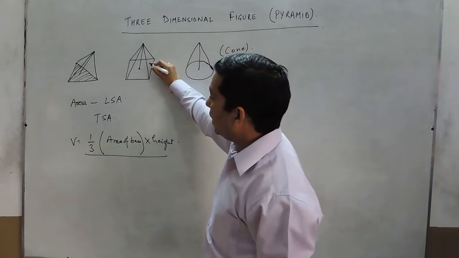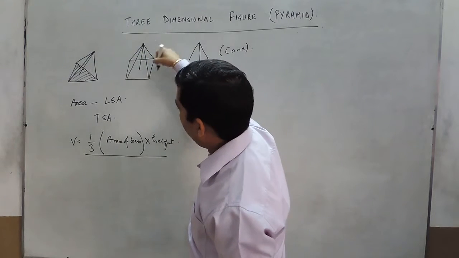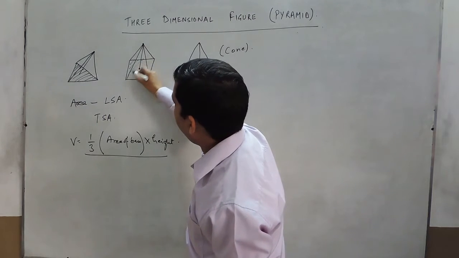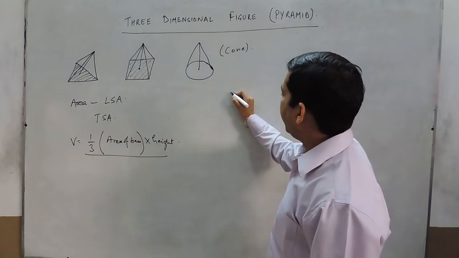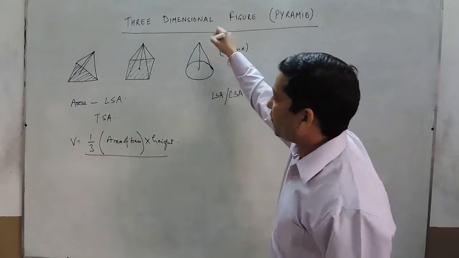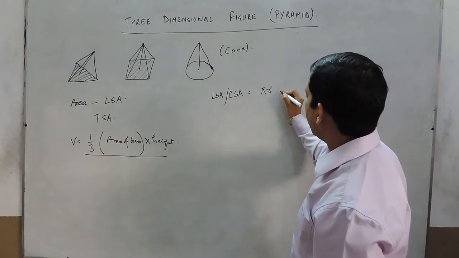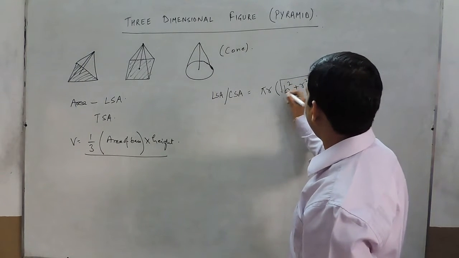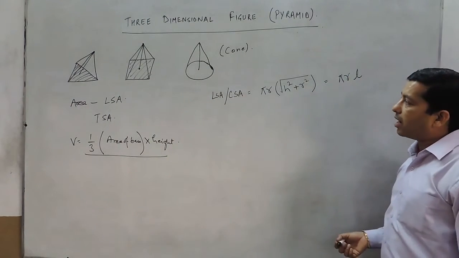Again, if we take this figure into consideration, then the lateral surface is basically the area of all the four triangles around it, and the total surface area is the lateral surface area plus the area at the base. If we talk about a cone, then again we take a curved surface area, or we can say the lateral surface area of this figure. The lateral surface area is pi r multiplied by the square root of h square plus r square. This is also known as pi r L. This L is basically the slant height.